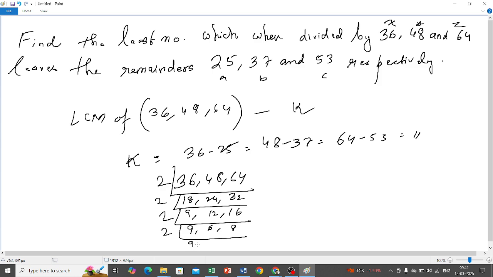Sir, I have copied the question wrong. I have taken 36 as 35 and 48 as 45. Why? You tell me why. Why such a big mistake? Tell me.